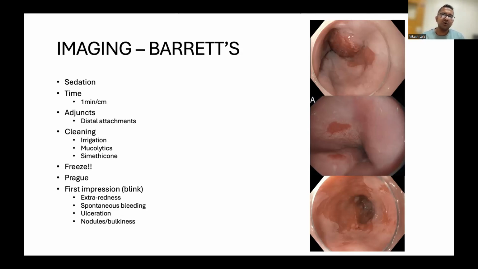Now, just to bring you back to guidelines, just remember that all the guidelines, whether European or American, are all advocating spending a minimum of 1 minute per Barrett's centimeter segment. That's probably not even enough if you're doing adjunctive imaging techniques like acetic acid chromoendoscopy. So 1 minute is actually the bare minimum.